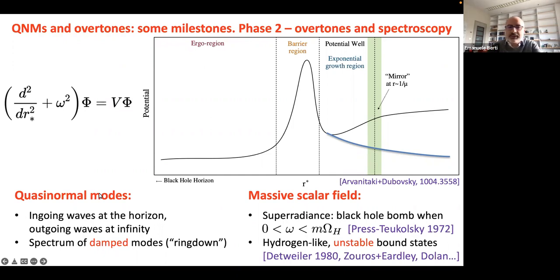What are quasinormal modes? Quasinormal modes are solutions to the one-dimensional scattering problem that satisfy the boundary conditions that you have only ingoing waves at the horizon of the black hole and only outgoing waves at infinity. When you impose these two boundary conditions, you get an eigenvalue problem that you can solve. And it turns out that the only solutions of your scattering equation that satisfy these boundary conditions correspond to a discrete set of complex frequencies that are called the quasinormal modes.